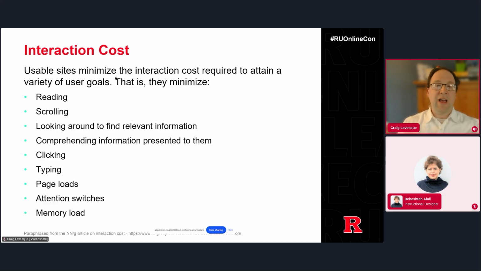And the spirit is that the more clicks you have to do, the more things you have to do, the less likely you are to keep engagement. So as designers, we're always looking for a way to minimize the amount of time that people are clicking, scrolling, looking for particular items on a screen. All of those things add up and become interaction cost.